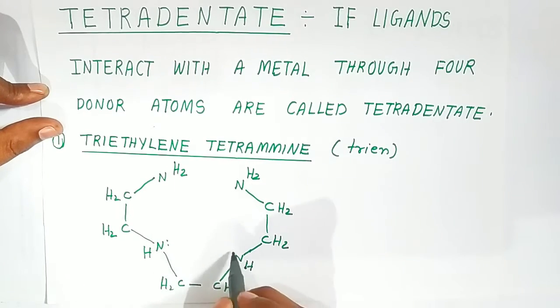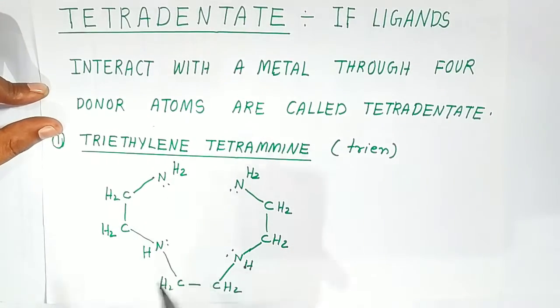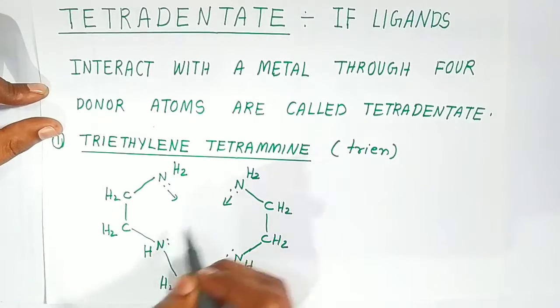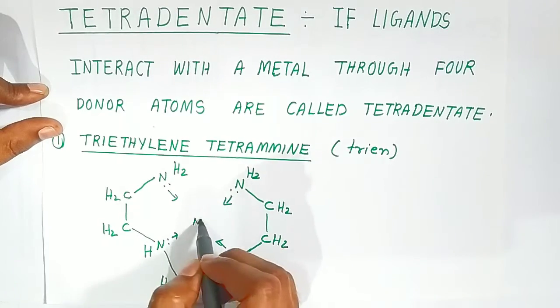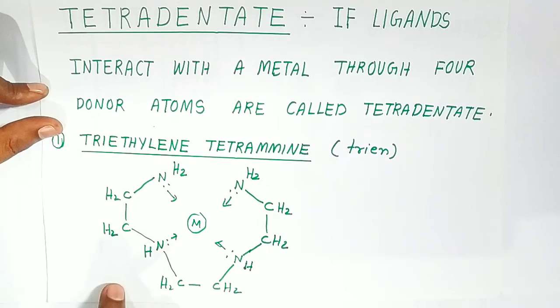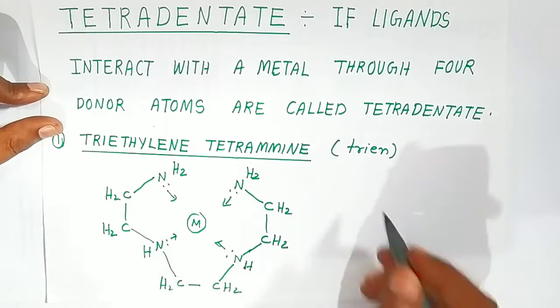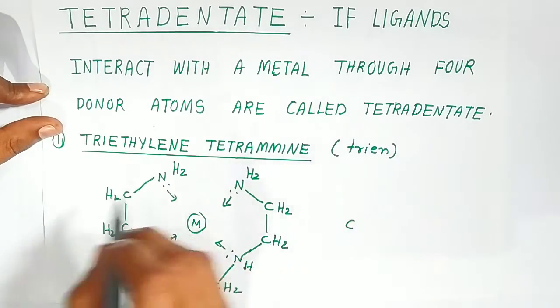Now all the nitrogens have a lone pair. So they will donate the lone pair to the central metal atom. That is why this is the possible structure. When you see the structure, students, there is no charge. That means trien is a neutral tetradentate ligand.